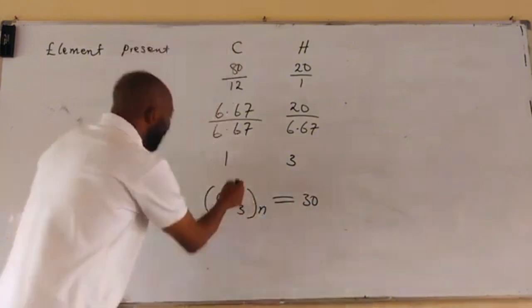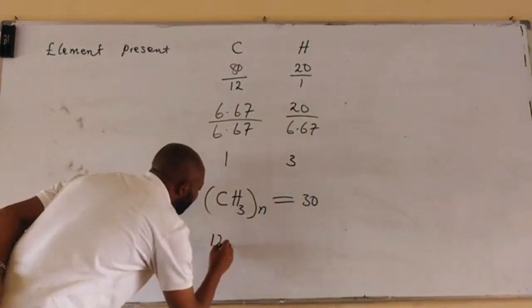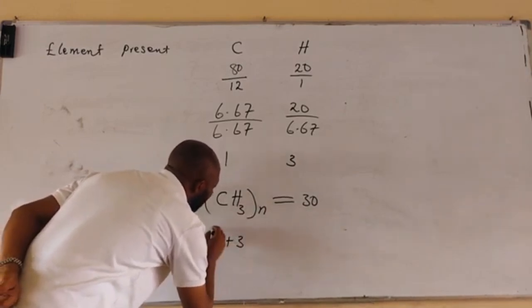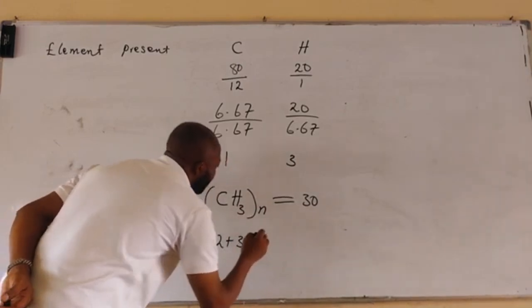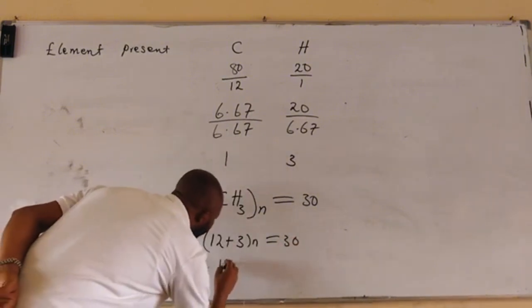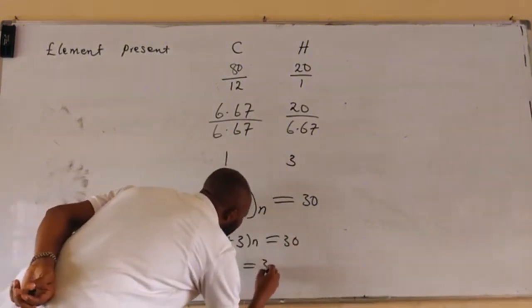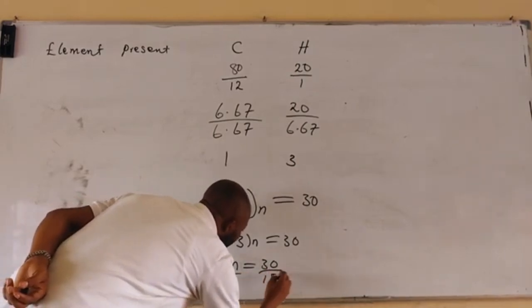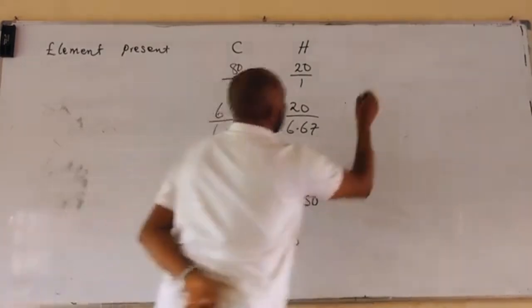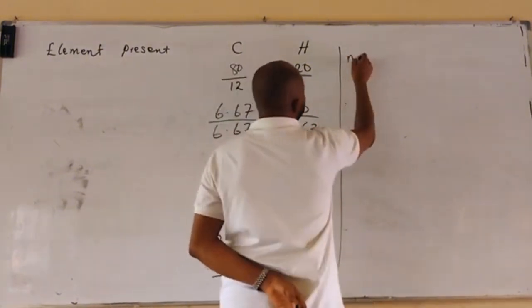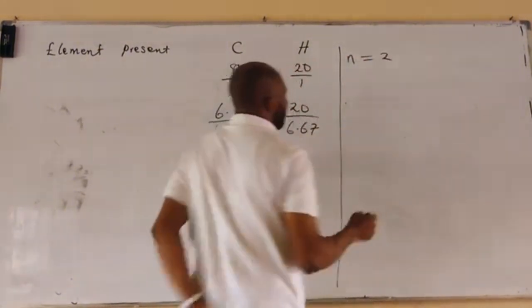So carbon here is 12, plus hydrogen here is 1 times 3 is 3. So this becomes 15n is equal to 30. Divide both sides by 15. So n is equal to 2.